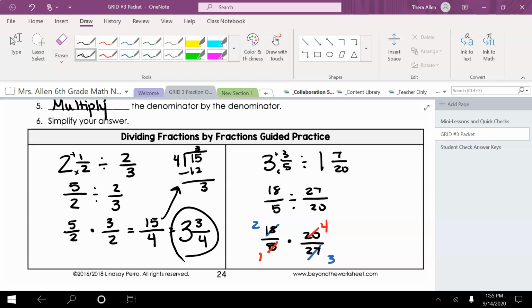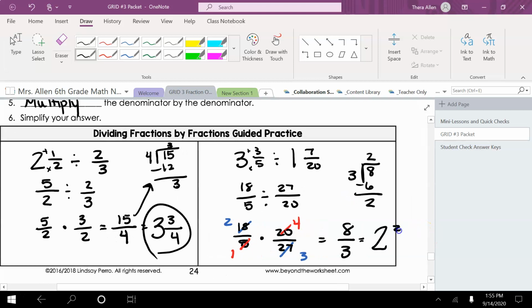Now I multiply across. 2 times 4 is 8. 1 times 3 is 3. I have to divide. 3 can go into 8 2 times. And I have a whole number of 2 and 2/3. And that is my answer.